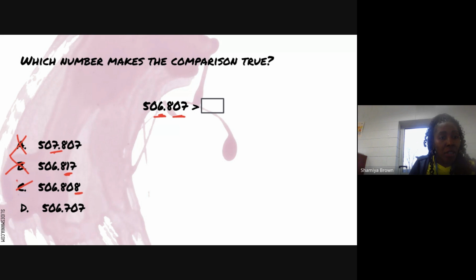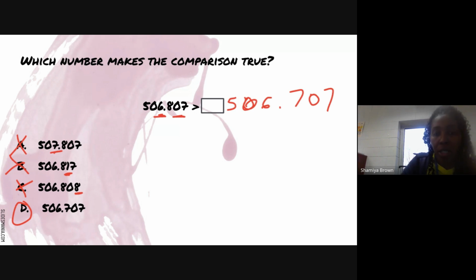So my only choice left is D. And if I look at D, I see it has a 506. Then it has a 7 in the tenths place, which makes it smaller than this number because this number has an 8 in the tenths place. So I found my answer. It's going to be D. To make that statement true, that means I would have this number up here: 506 and 707 thousandths. So that means this number is bigger than this number. All right, that's that one.